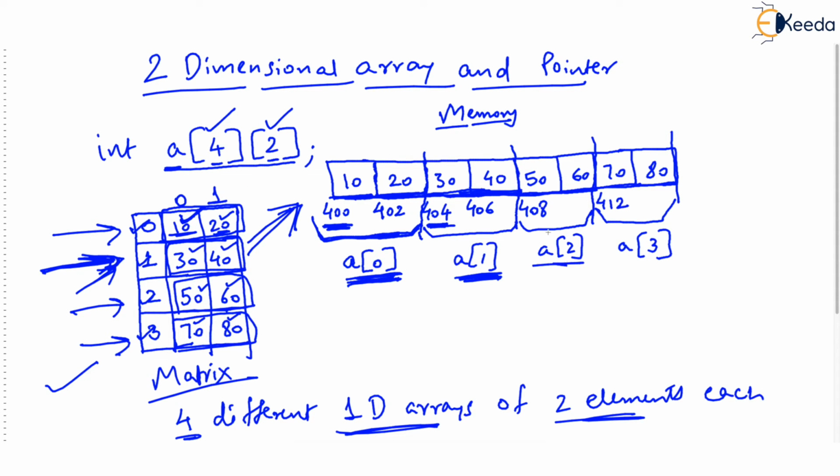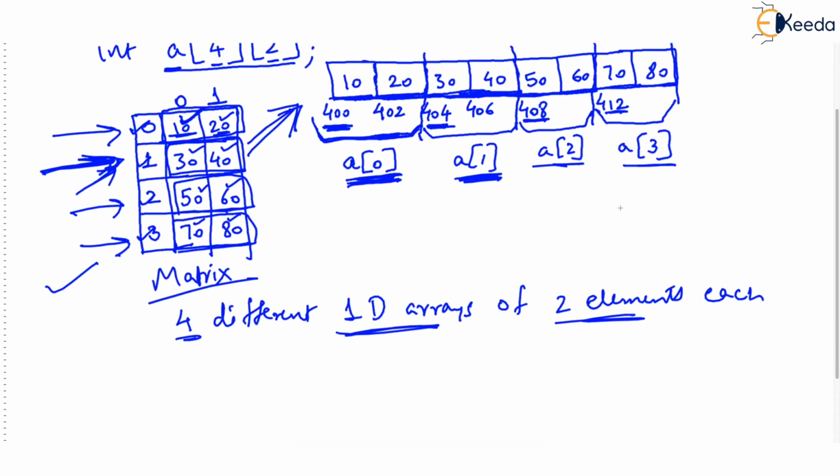Similarly, A2 will be address of row 2, which is 408. Base address, I am saying, base address. Where does that row begin? I am talking about that. And A3 will give us base address of row 3. So some notations, you just check. I'm just writing in the algorithmic fashion, okay? I'm not writing printf and all those formats.